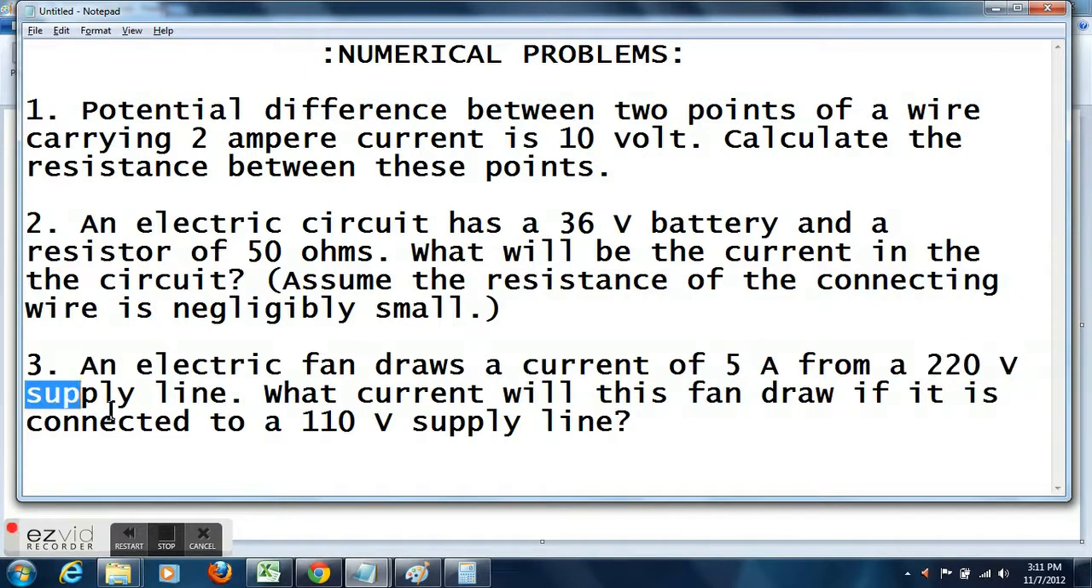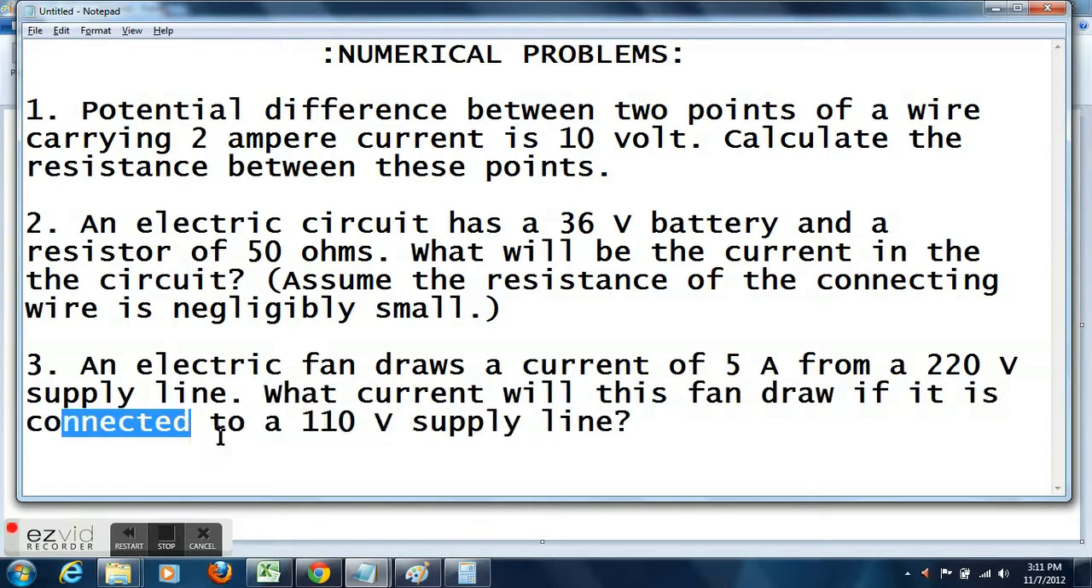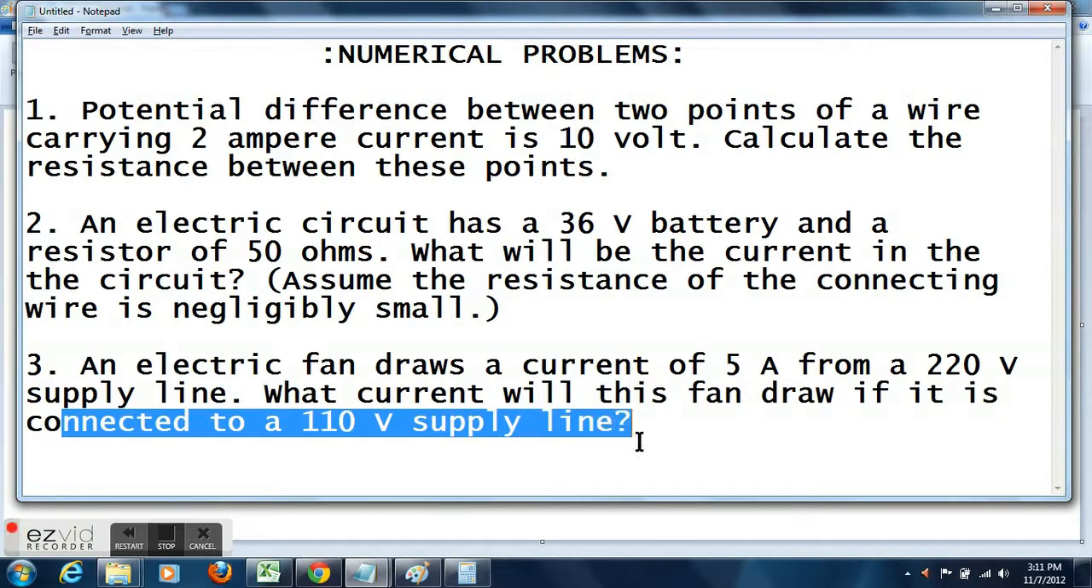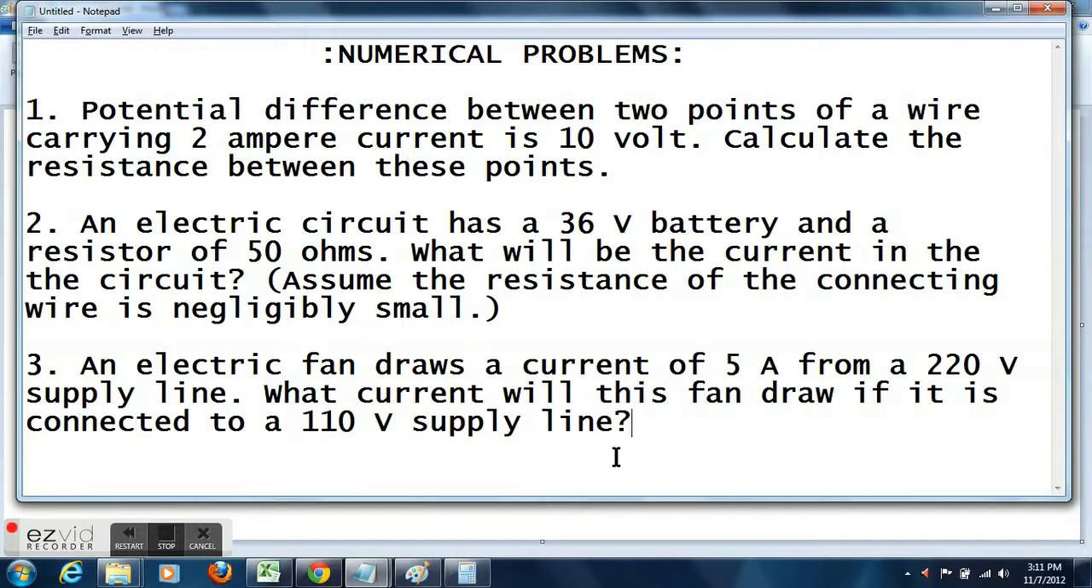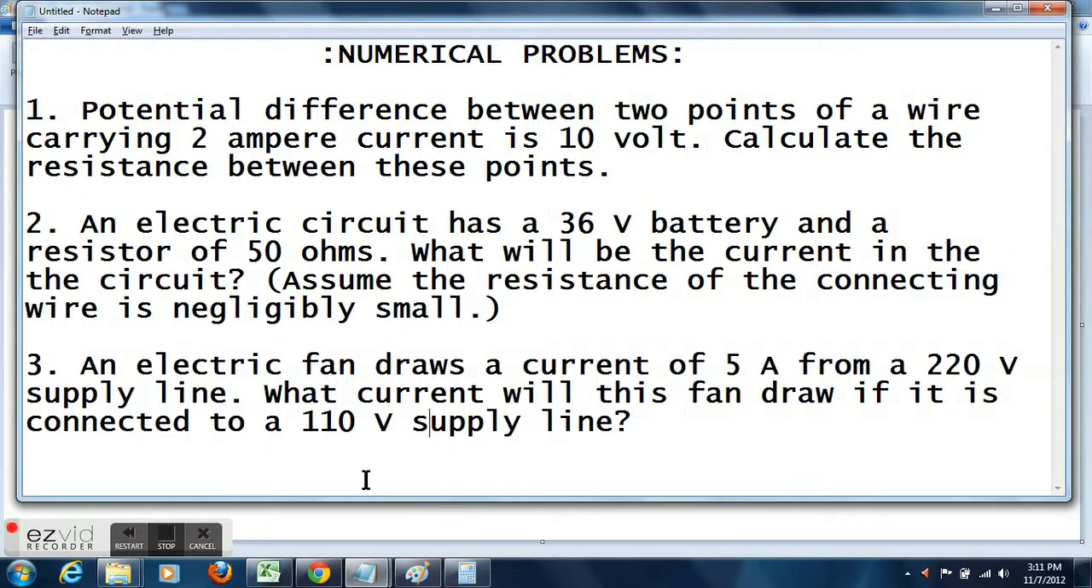Third problem is, an electric fan draws a current of 5 ampere from a 220 volt supply line. What current will this fan draw if it is connected to a 110 volt supply line?